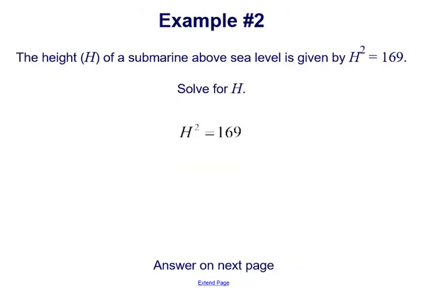Let's take a look at this example. Here we have the height h of a submarine above sea level is given by h squared equals 169. So we want to solve for h. So again, if h squared equals 169, we're going to take the square root of both sides to undo squaring that h because we want to get h by itself. But think, is it going to be just the positive root of 169? Is it the negative square root of 169, or is it both?